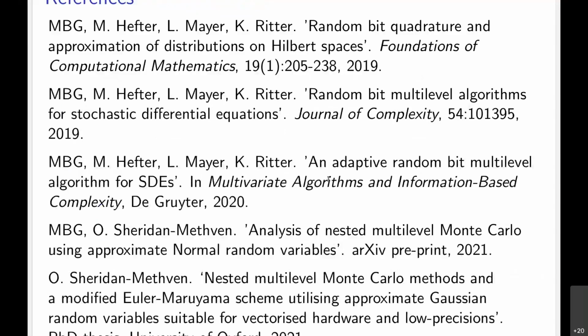Okay, some references. These are some papers of Klaus Ritter, and Mario was a postdoc, and Lucas was a PhD student working with Klaus. Oliver and I have finished up this arXiv preprint, so we've submitted that now, and Oliver's thesis is also available.